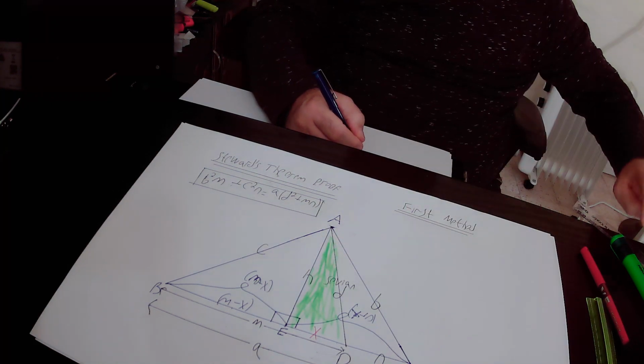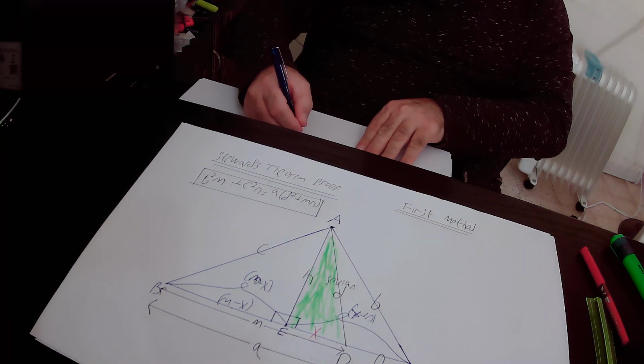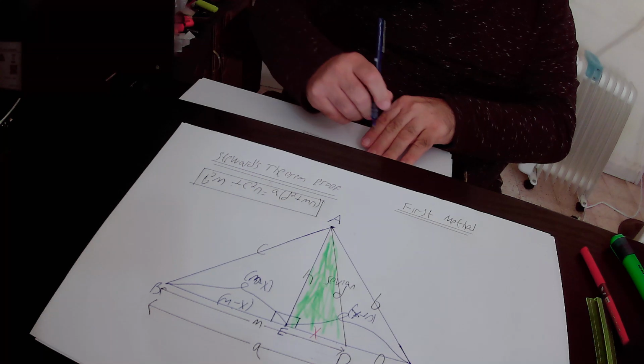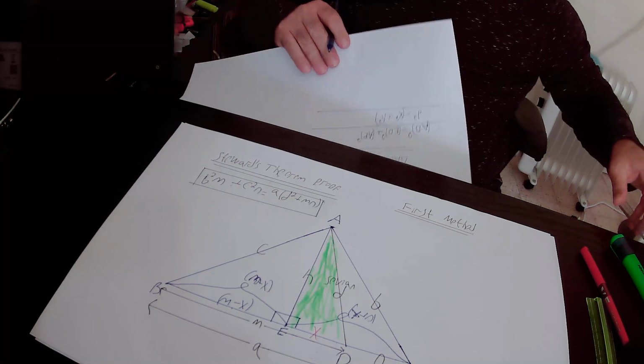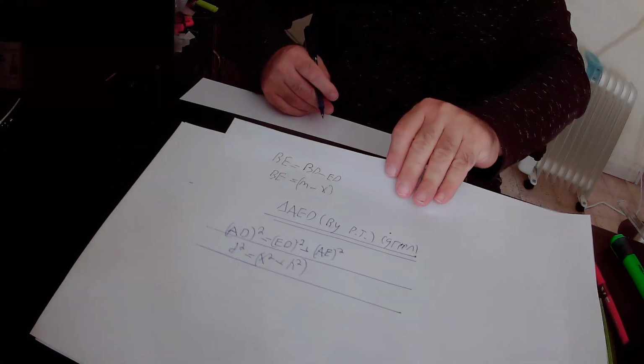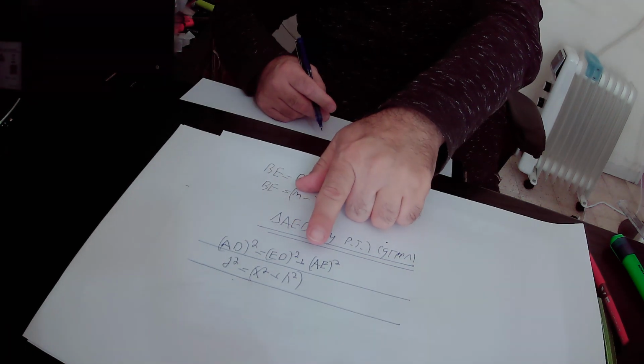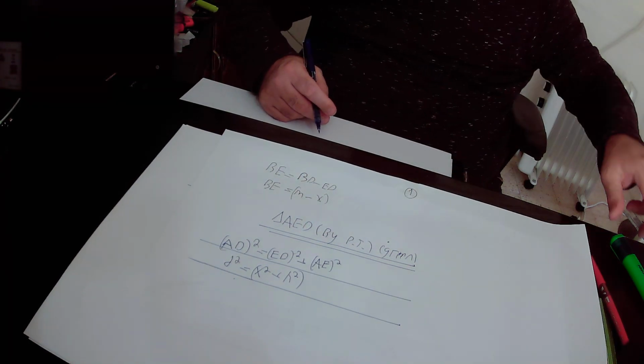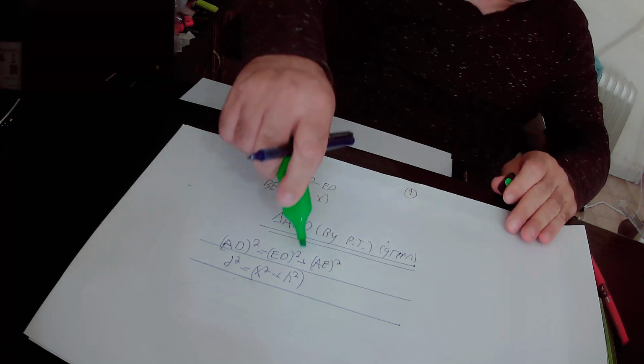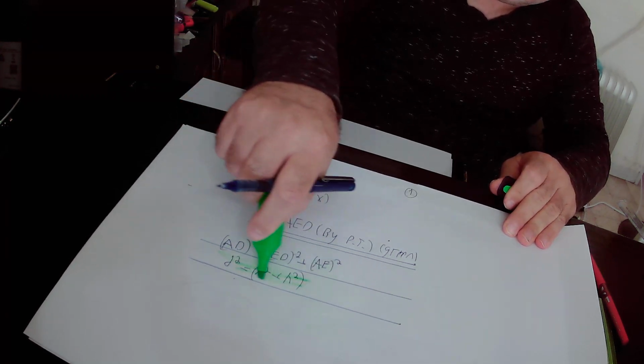In conclusion, I found out that according to the Pythagoras theorem, in the right green triangle AED, d squared equals x squared plus h squared. Okay? This is the first equation.